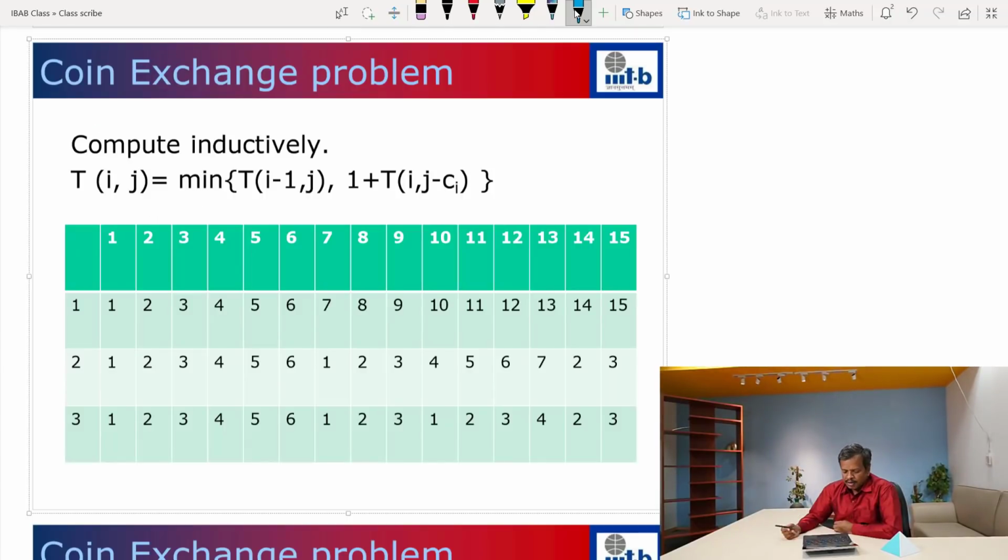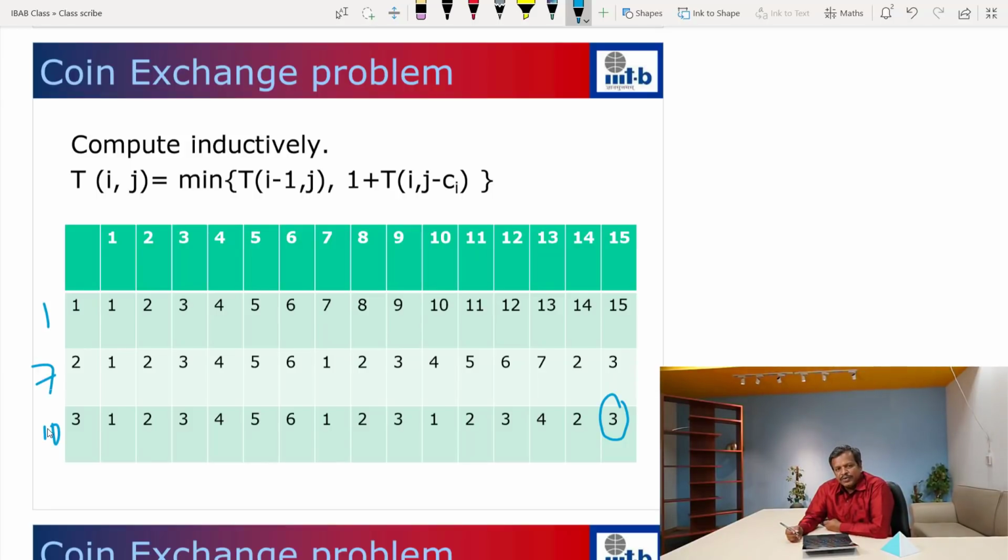Let us quickly look at one example of this algorithm, how this backtracking trick actually works. We know that T of 3 comma 15 is 3. What it means is that if I have to pay for 15 using the first 3 coins of type 1, 7 and 10, then 3 is the minimum number of coins that are required to pay for 15.